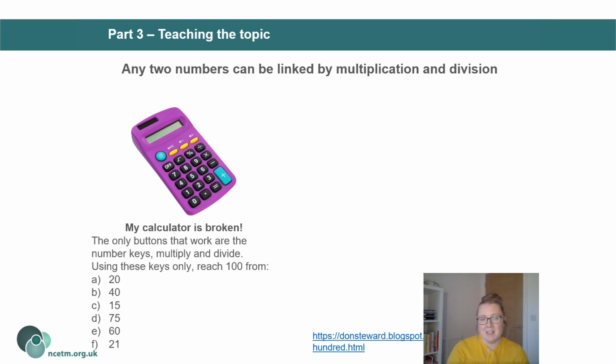Once we've undone that misconception, we need to move on to linking two numbers by multiplying and dividing. My favourite way of doing this to start off is introducing a broken calculator task. This tells students that only certain buttons on their calculator work and gives them a target number to reach. In this case, I'm going to tell them that only multiplying and dividing is possible on their calculator.